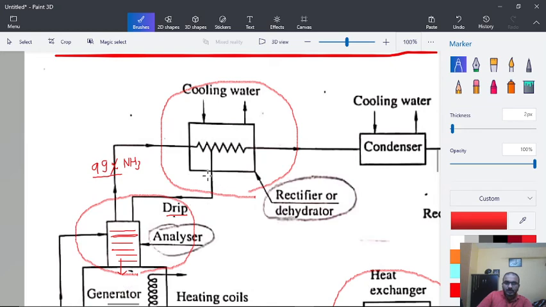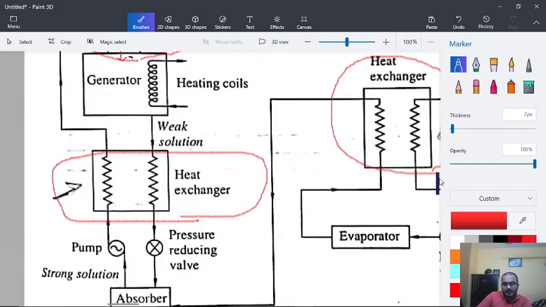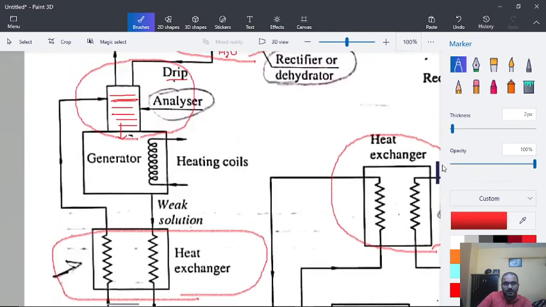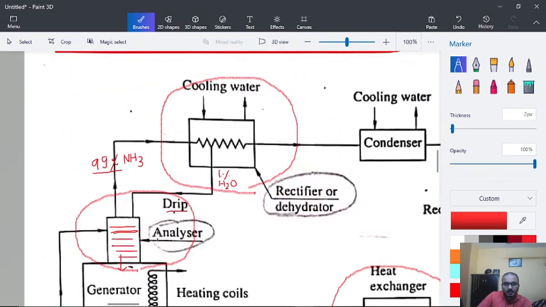So the last traces of water, that is 1% of H2O, are returned to the analyzer over here. That is the task of the rectifier. Now let's focus on the heat exchanger. Ultimately the task of these two is to remove the water particles: 99% of the work is done by the analyzer and 1% is done by the rectifier.